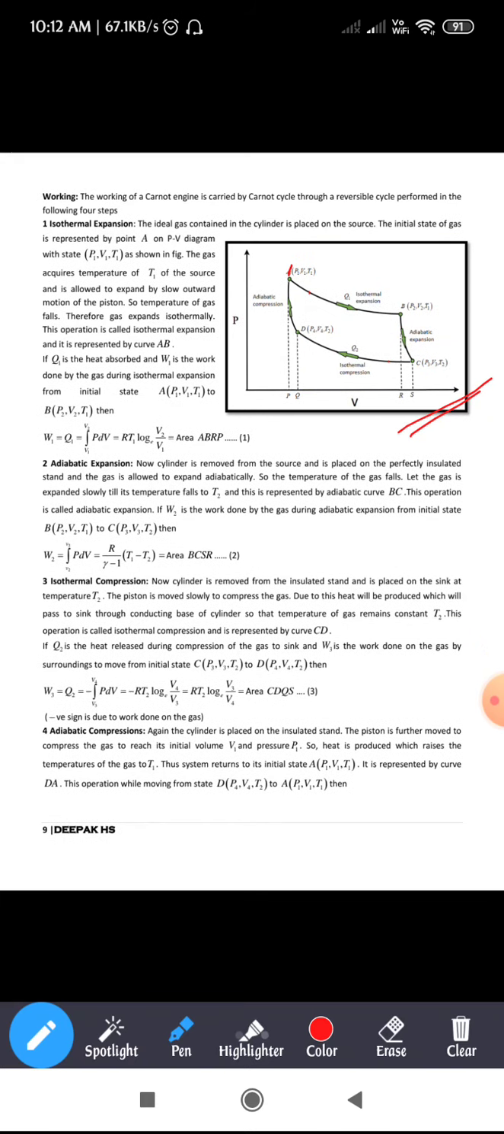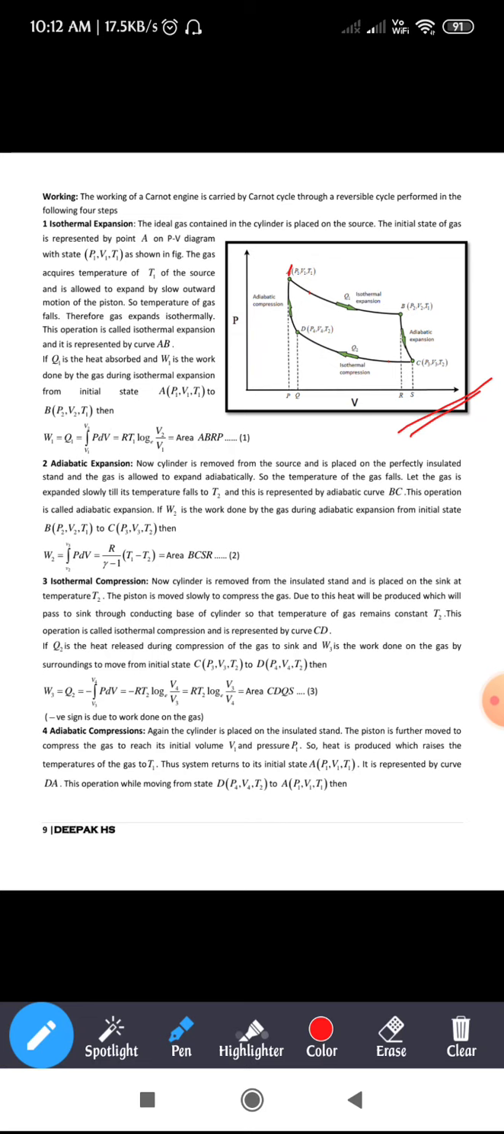The initial state is represented by point A on the PV diagram with state P1 V1 T1. P1 V1 T1 denote the pressure, volume and temperature of the gas. When it is placed on the source, the gas acquires the temperature T1 of the source and is allowed to expand by slow outward motion of the piston, so the gas expands isothermally. This operation is called isothermal expansion and it is represented by curve AB.